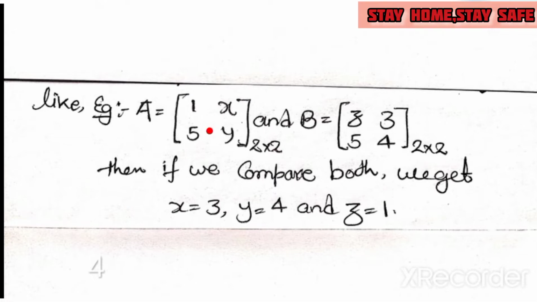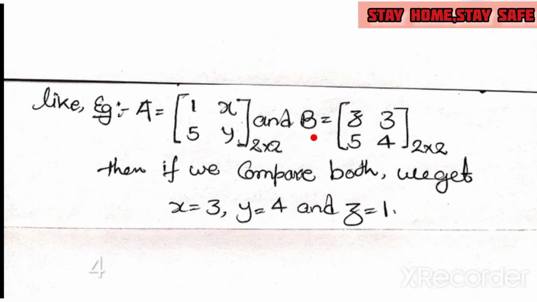And the same applies for y. At the position of A22 in matrix A we have y, and the same applies for matrix B, that is at the position of A22 we have 4, so we can say y is equal to 4 if and only if A is equal to B. The same applies for z also. In matrix B at the position A11 we have z, and in matrix A at the position of A11 we have 1, so we can say z is equal to 1 as matrix A is equal to matrix B.